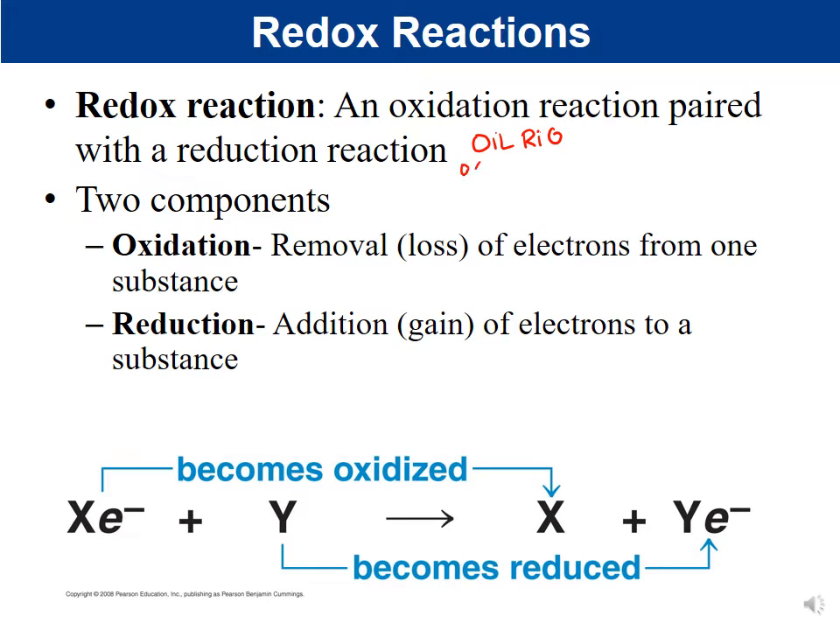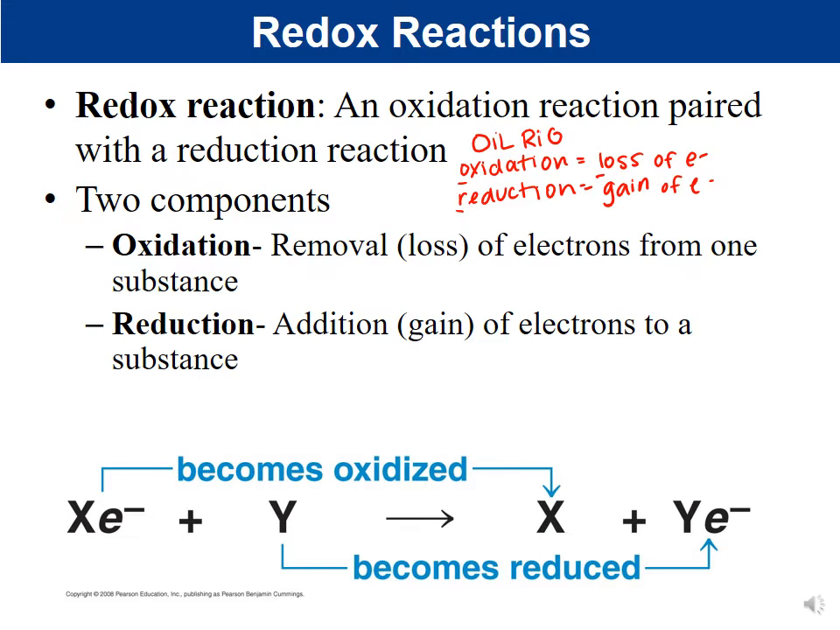And that is that an oxidation is a loss of electrons, and a reduction is a gain of electrons. Reduction is a gain. So oxidation, again, is going to be the molecule or atom that is going to lose the electron.